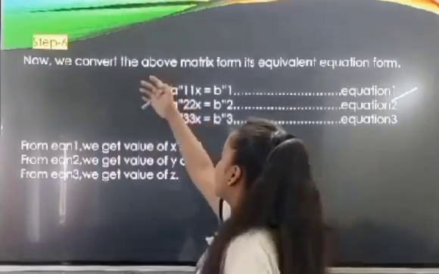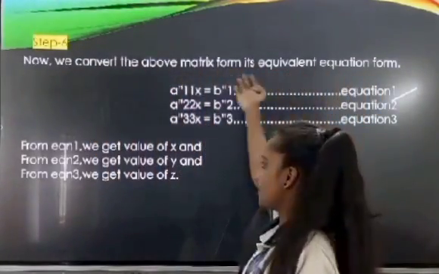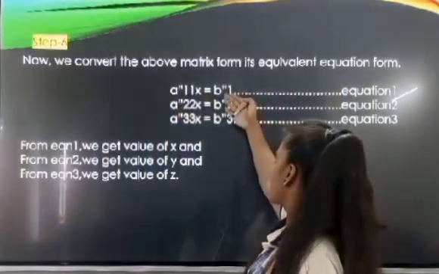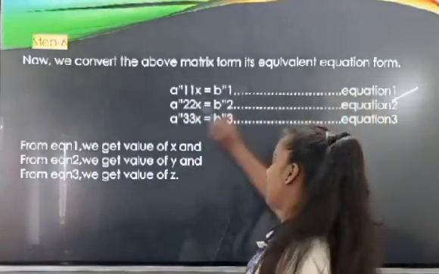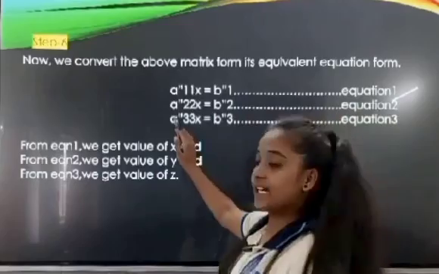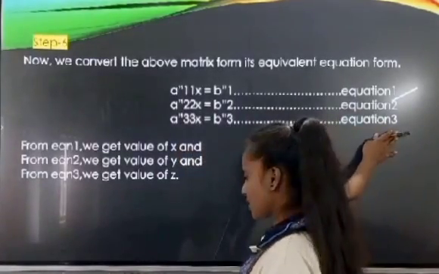So now step 6 is we convert the A1 matrix to its equivalent equation form, that are a''11 x is equal to b''1, let's assume it's equation 1, and a''2 x is equal to b''2, it's equation 2, and a''3 z is equal to b''3, it's equation 3.